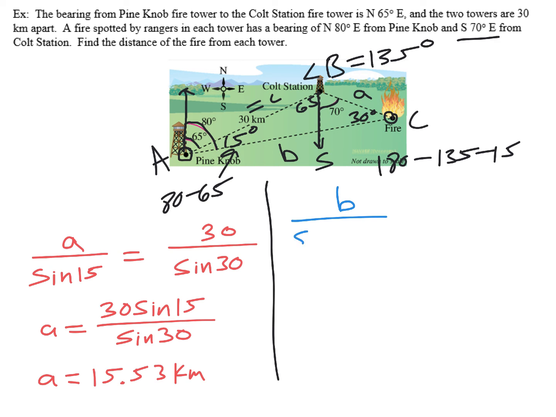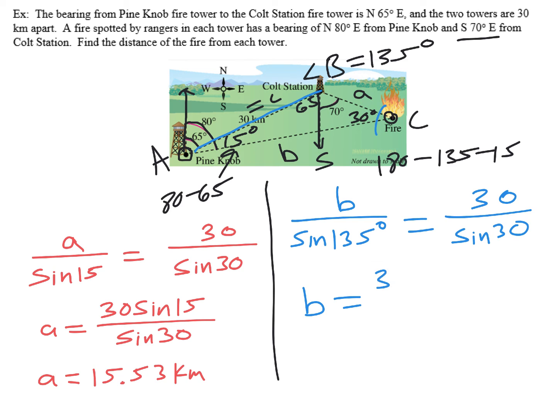Very similar stuff over here to get B, but B has to be over the sine of 135 because that's the angle that's opposite. And then I'll use that same pair of 30 over sine of 30. By the way, that's coming from here and there. My diagram's getting a little cluttered with all my references, but remember with the law of sines, it's always side and angle that are opposite. They always get paired together on the same side. 30 times the sine of 135.